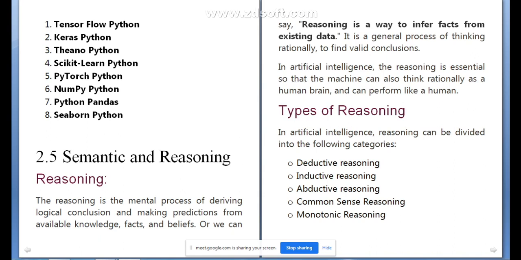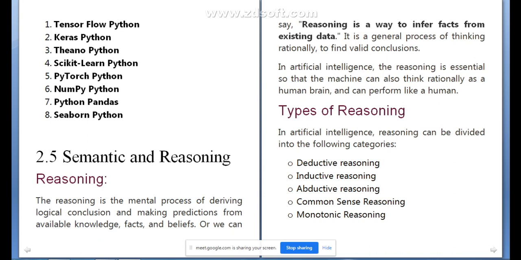So in artificial intelligence, if you have the reasoning in the machine, the same way the human being thinks, the same way that particular artificial intelligence can perform like a human. So how the human beings can infer the facts from the available knowledge, the same way the artificial intelligence can infer the facts from the existing data. So that's why reasoning is essential in artificial intelligence.